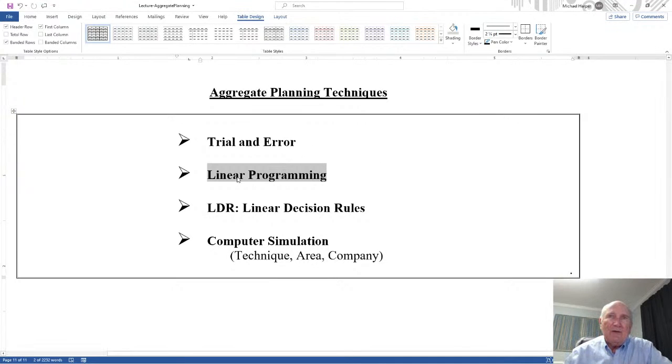Now, one area where linear programming breaks down is nonlinear cost functions.